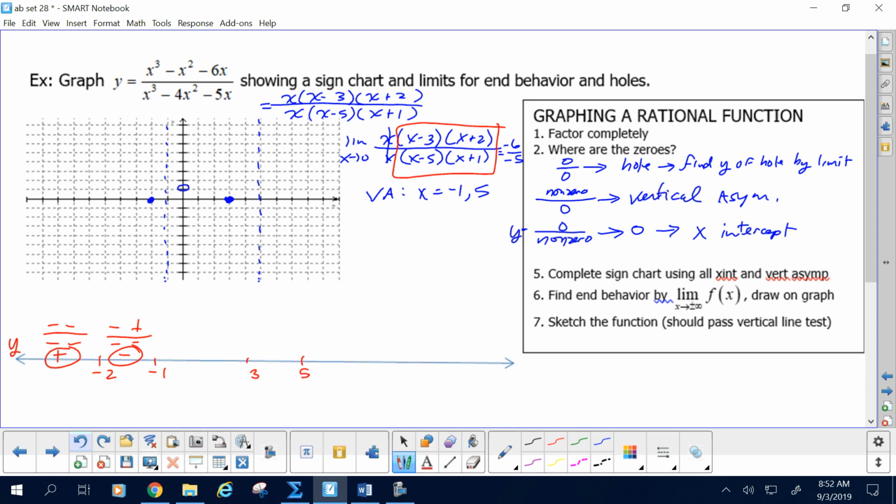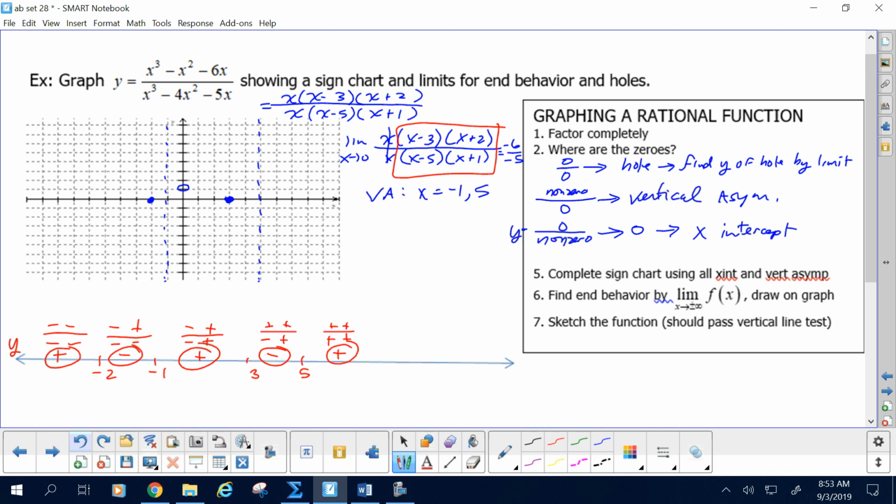Negative 1 to 3, a good test point is 0. That would be negative, positive, negative, positive. That's 2 negatives, which is positive. Between 3 and 5, maybe 4. 4 minus 3 is positive. 4 plus 2 is positive. 4 minus 5 is negative. 4 plus 1 is positive. I'm getting 1 negative, which is negative. And at x equals 6 or a billion, it's 4 positives, so it's positive. Cool. All right.